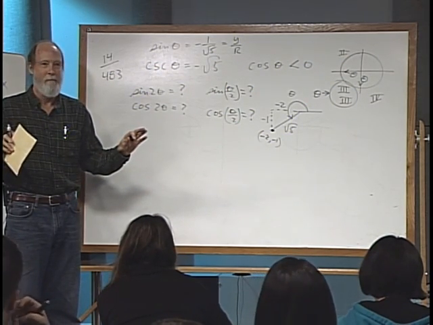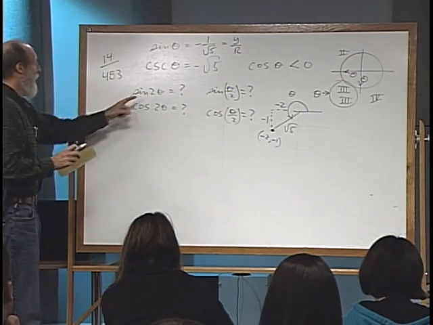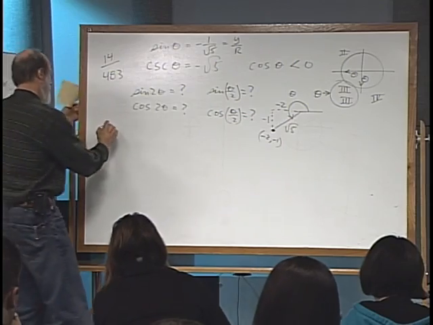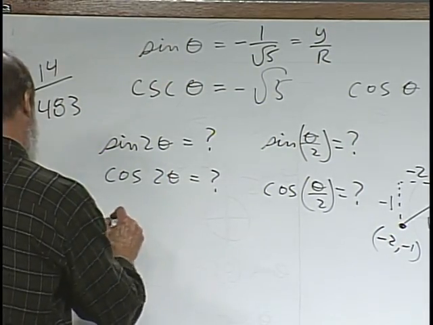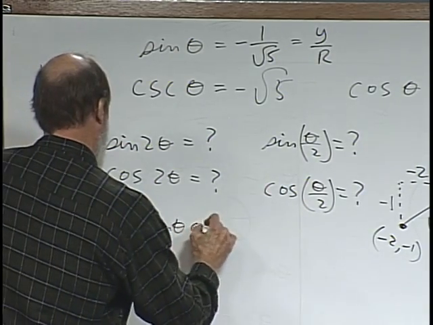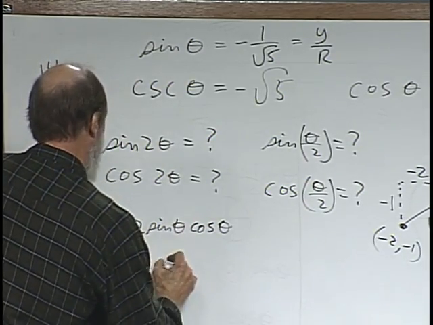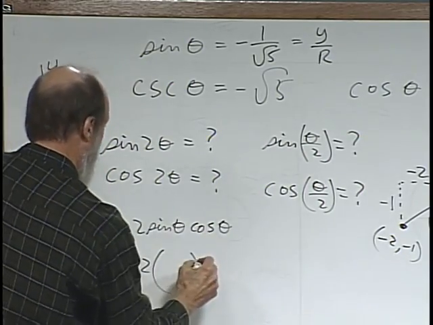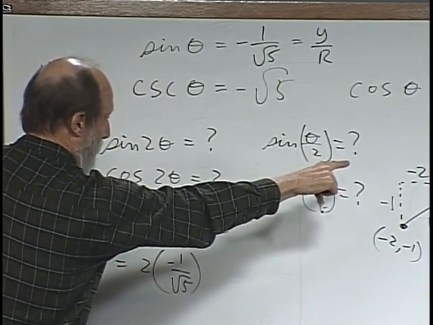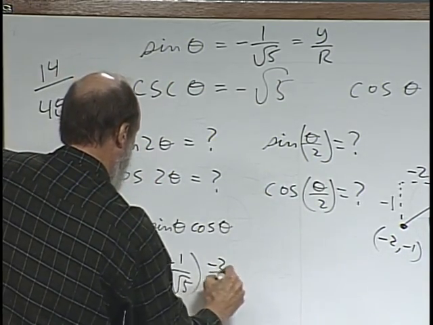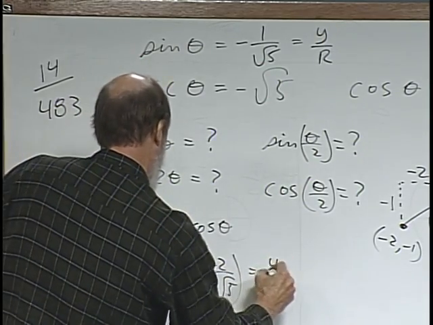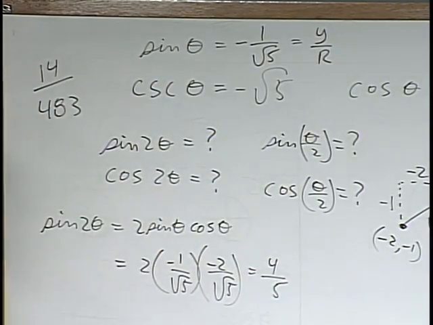Everybody all right? Always draw the picture. Now all you'd have to do is drop things into the formula. So the sine of twice theta is going to be equal to twice the sine of theta and the cosine of theta, and you drop in your ratio values off your picture. Y over r is minus 1 over rad 5. The cosine reading is the x over r, minus 2 over rad 5. Do the arithmetic and you get a positive 4 over 5. Done. That's simple.